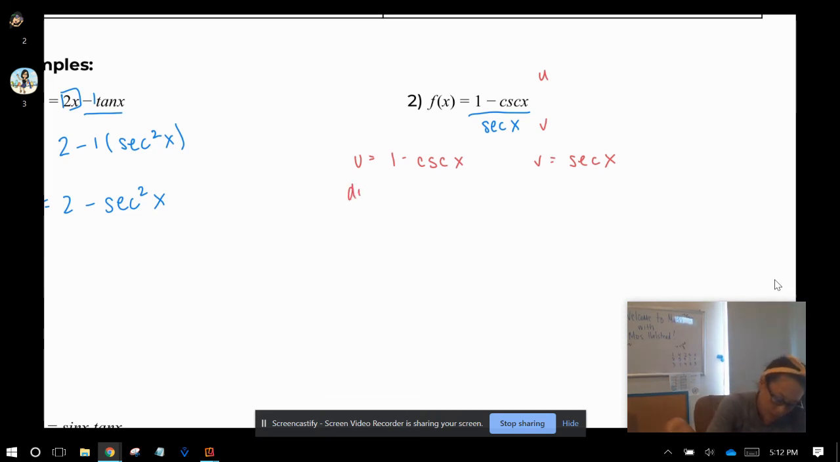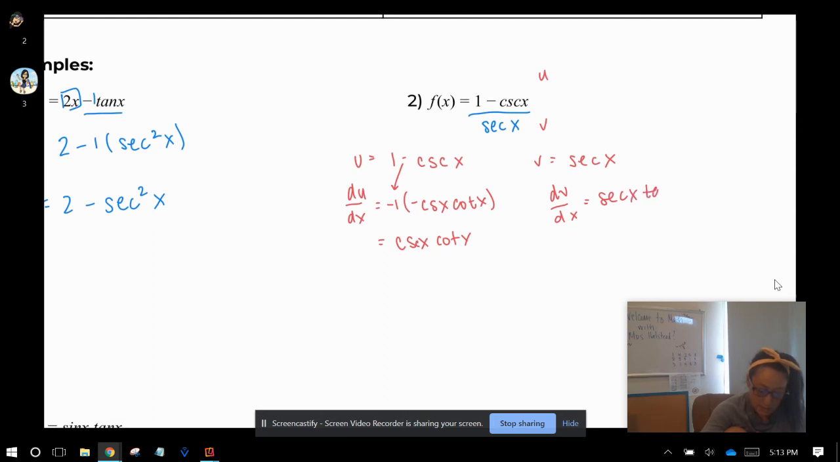Okay. du over dx is equal to, the derivative of 1 is 0. The derivative of cosecant x is negative cosecant x cotangent x. So the negative 1 comes down, and then the derivative of cosecant x is negative cosecant x cotangent x, which just gives us cosecant x cotangent x. All right, the derivative of secant x is secant x tangent x.